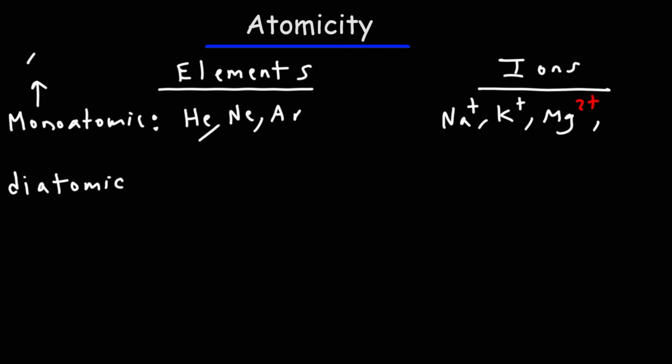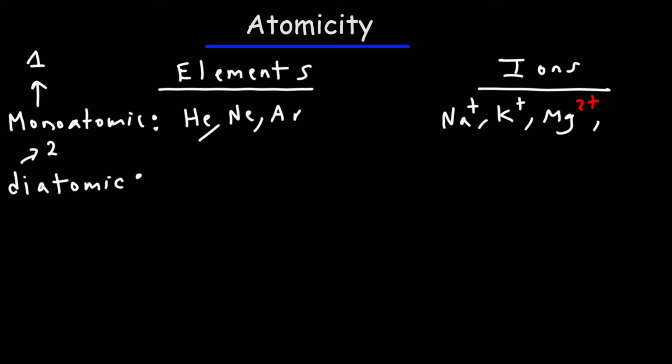Now, what are some examples of diatomic elements and ions? So we said the word mono means one. The prefix di means two. Tri is 3, tetra is 4, penta is 5, hexa is 6, hepta is 7, octa is 8, nona is 9, deca is 10. So diatomic, the key word here is 2.